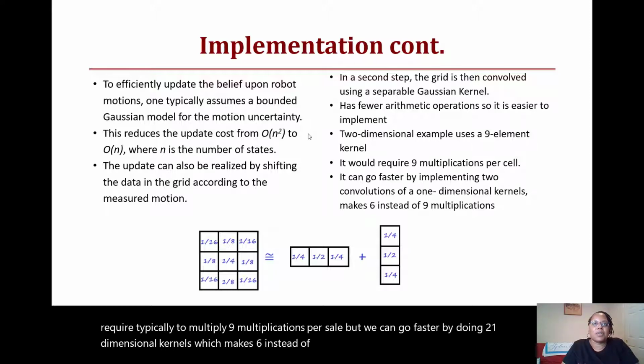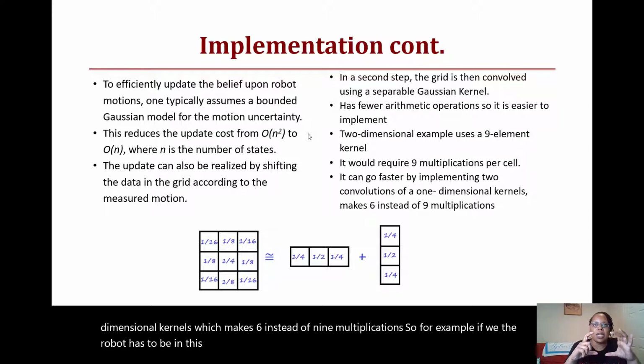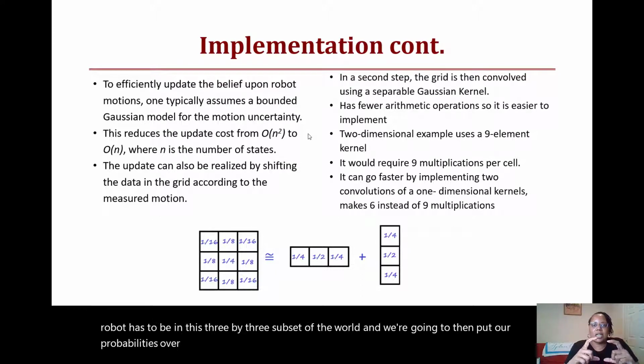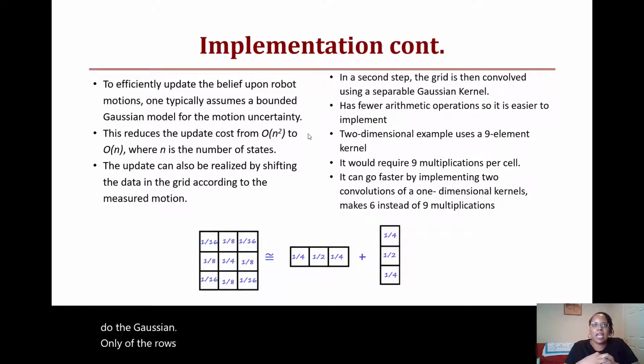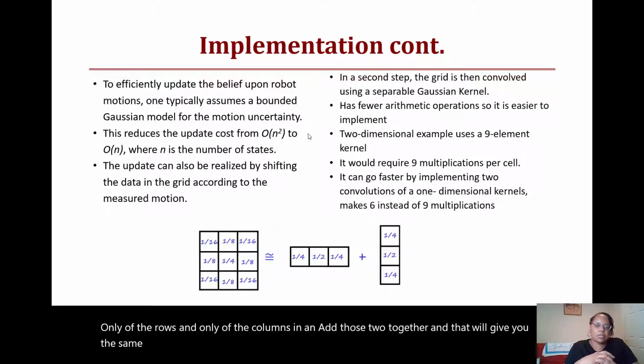So for example, if we now know the robot has to be in this 3x3 subset of the world, and we're going to put our probabilities over it, then instead of doing the Gaussian of the 3x3, you can just do the Gaussian only of the rows and only of the columns, and then add those two together. That will give you the same result, but you have only done 2/3 of the calculations.